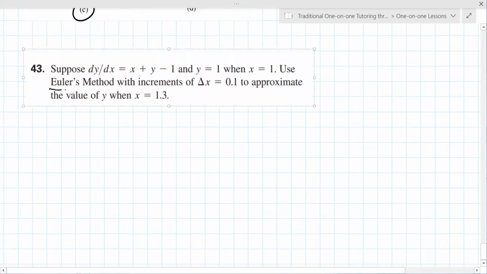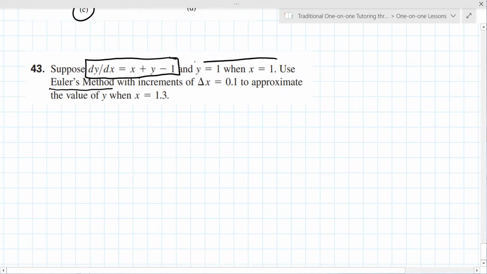All right, so Euler's method is a recursive method, and you must start with a differential equation. You must start with an initial value, and you need to know what you're incrementing to. So you're starting at x equals 1, and then you're moving up to like x is 1.1, then 1.2, and then you stop when it's 1.3.